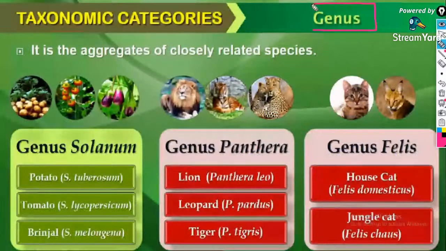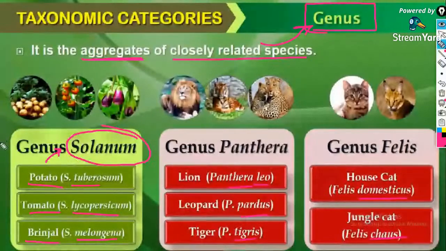A group of closely related species, the aggregate of closely related species, forms the genus. A group of species forms the genus. That is tuberosum, lycopersicum, melongena, Panthera leo, pardus, tigris, domesticus, chaus. All these make up the genus. That is potato, tomato, brinjal, nightshade, all these come under the genus Solanum.